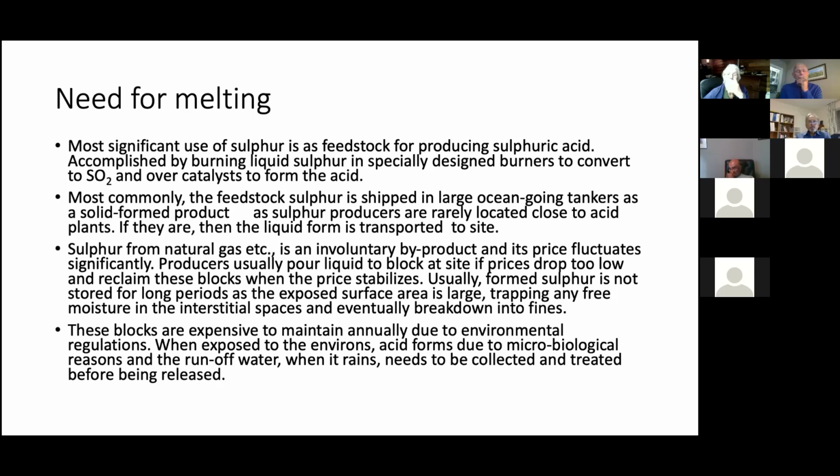Now, the next question is, why do you pour to block and why don't you farm it and store it? The problem with farming and storing it is it requires a larger footprint, and you can have greater acid formation. You have more moisture getting trapped in the interstitial spaces, and you have a lot of formation of fines over a period of time. So these sulfur fines can actually be like concrete at the bottom of the pile. So it's typically poured into blocks. And like I said, they're expensive to maintain because of the cost of treating the runoff water.